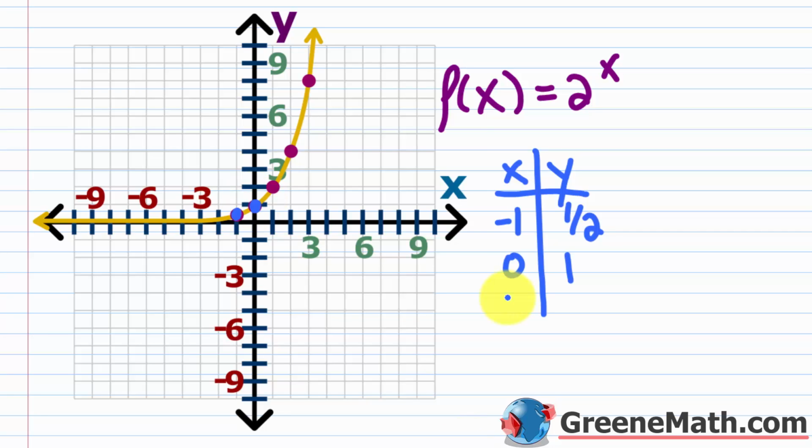So the x value is 0 and the y value is 1, so that's right there. And then we know we have a value of 1 for x. That gives me a value of 2 for y, right? 2 to the first power gives me 2. So an x value of 1 and a y value of 2, so that's right there.